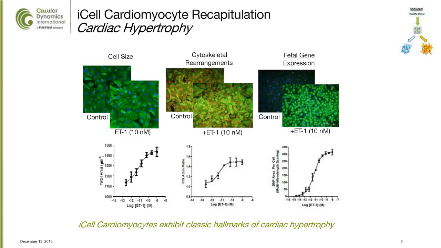We also looked at the increase in the fetal gene program, looking at BNP, or brain natriuretic peptide. We stained the cells with DAPI in blue and antibody for BNP in green, and you can see that the induced cells have increased expression, and this is quantified below, where you have a concentration-dependent increase in BNP expression per cell. So these data really show that you can use the iCell cardiomyocytes and manipulate the environment to look at cardiac hypertrophy, looking for possibly compounds that will induce hypertrophy, compounds that might inhibit hypertrophy, or just really trying to understand the biology of how the cells are becoming hypertrophic.